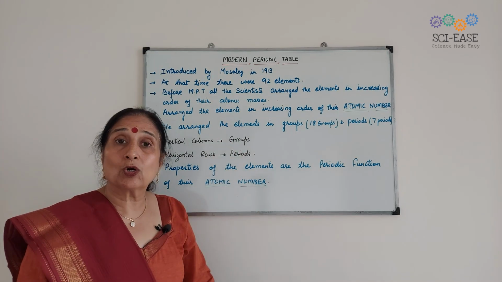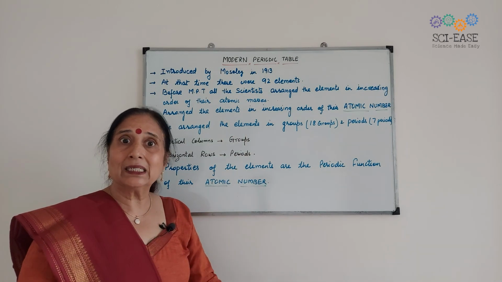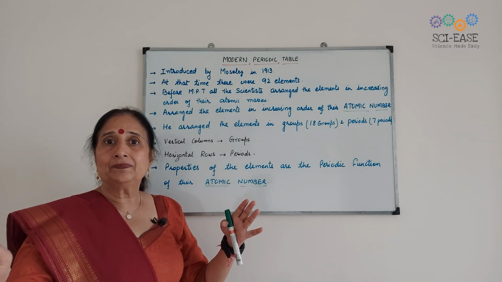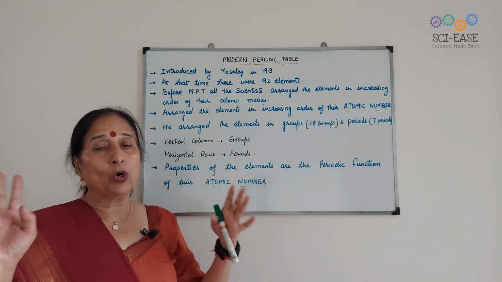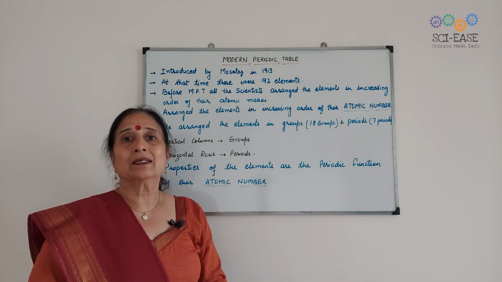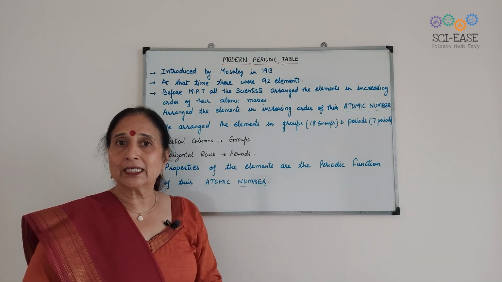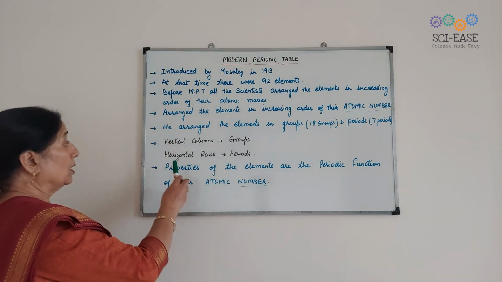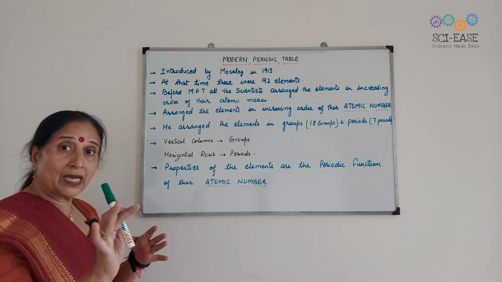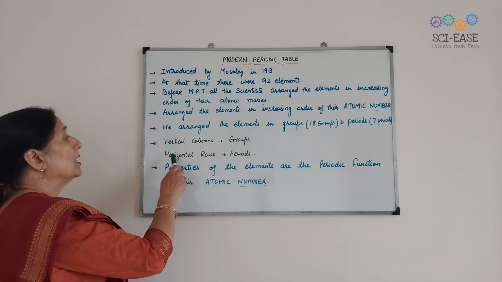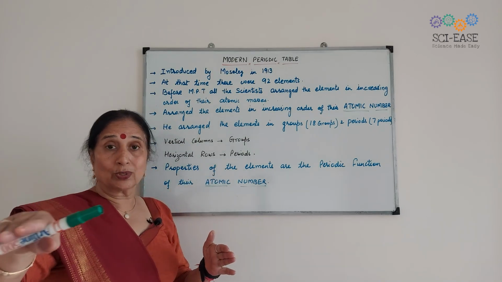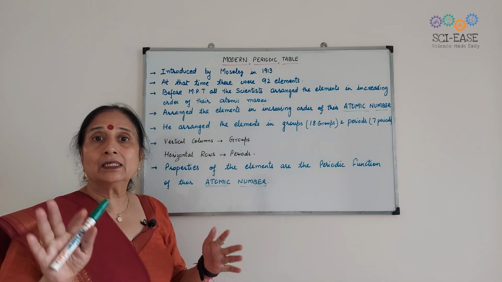Groups are the vertical columns, and they were 18 in number. 18 groups were there in the modern periodic table given by Moseley, and 7 periods were there in the modern periodic table. Okay, so what are groups? Groups are the vertical columns. They are 18 in number in the modern periodic table, and periods are the horizontal rows, and there are 7 in the periodic table.